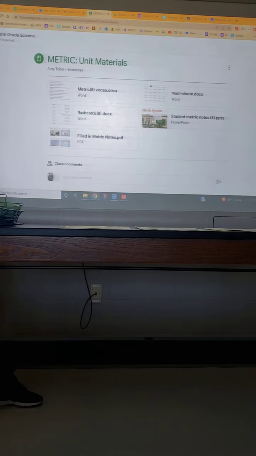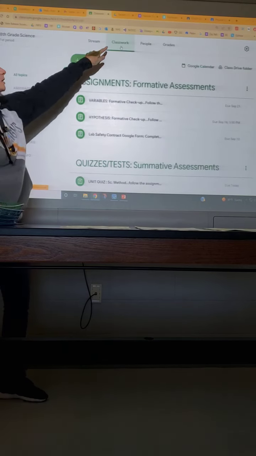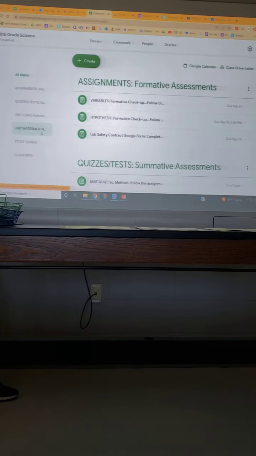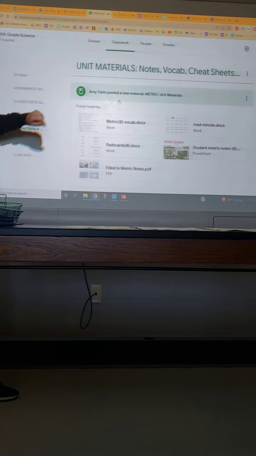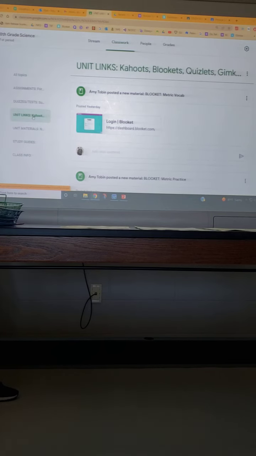Okay, so at the end of a unit, I post the new stuff. It's also always in classwork. Go to unit materials and you will see the metric here. If you want the unit links, they are there.